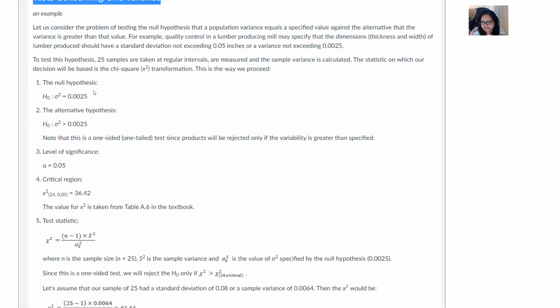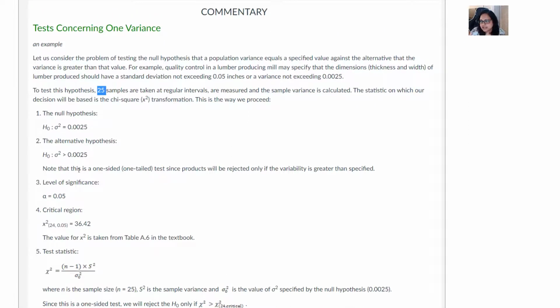Let's say we got sample data, and in the sample data we have 25 observations. That means the sample size is 25. And let's say the variability in the population that we would like to test is 0.0024. This is small, but we have some variability information about the population, and that's what we would like to test. Is it going to be true or not?